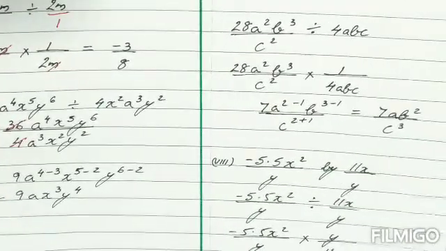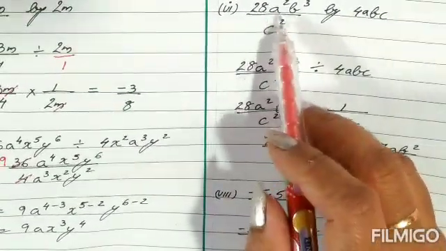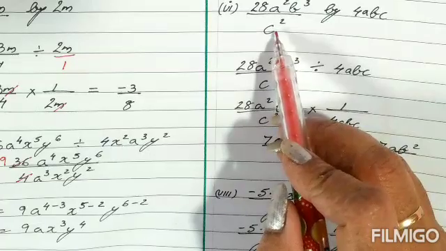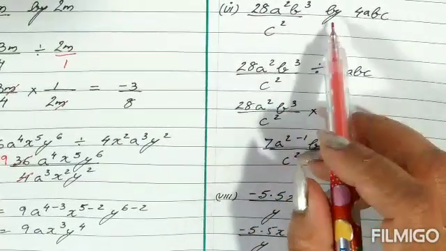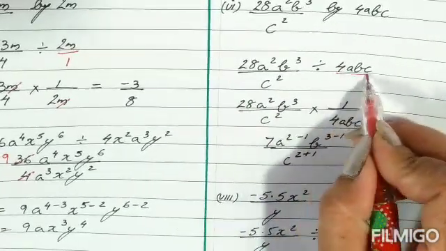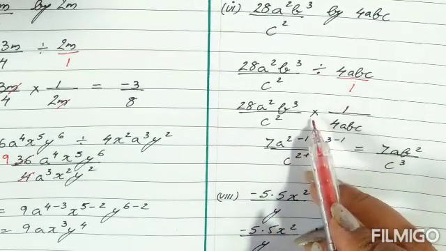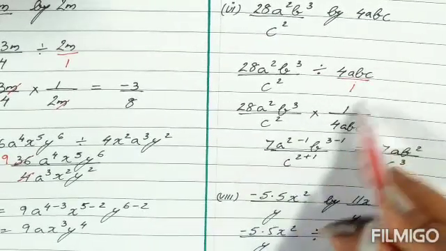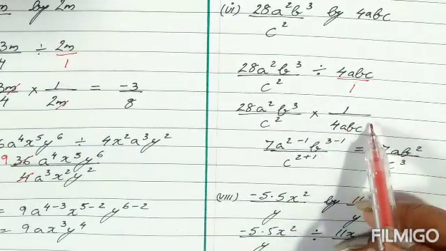Now we come to the sixth one, children. So the sixth subpart is, children, 28a square b cube upon c square. This is to be divided by 4abc. Same way, children, first I have written the question. Then in order to make fractions on both sides, I am going to write it upon 1. Then the division will change into multiplication sign, and the term that is after that is going to get reciprocal. So this is how it is reciprocal.